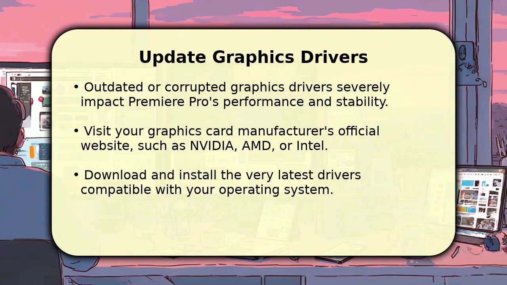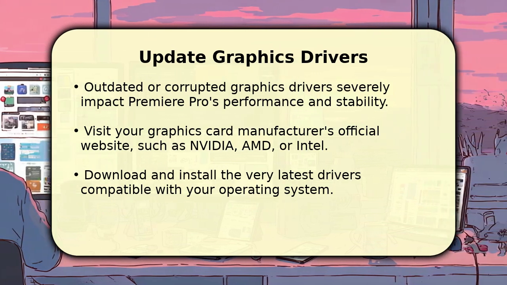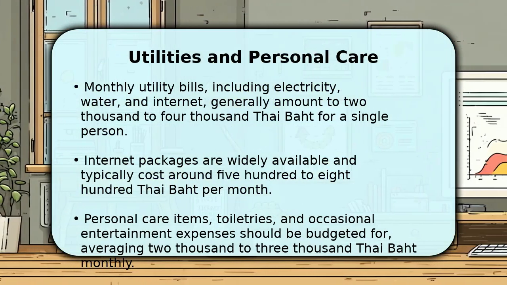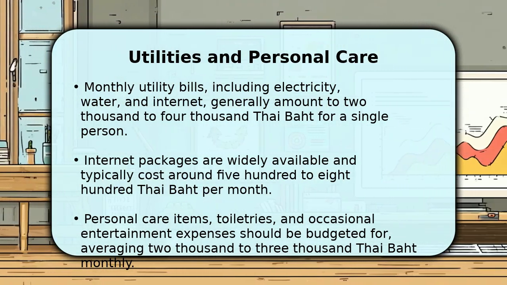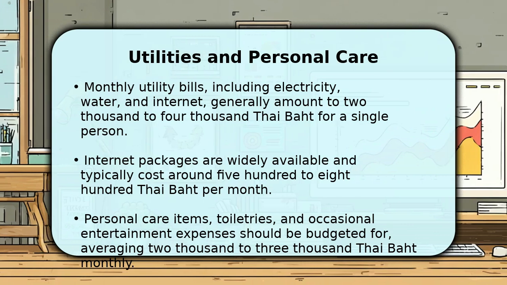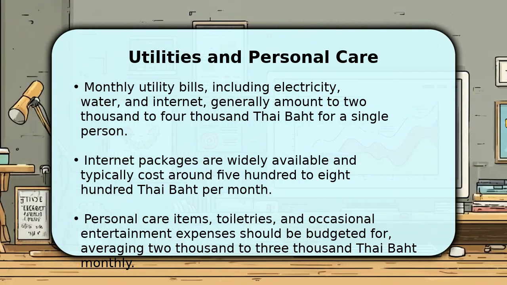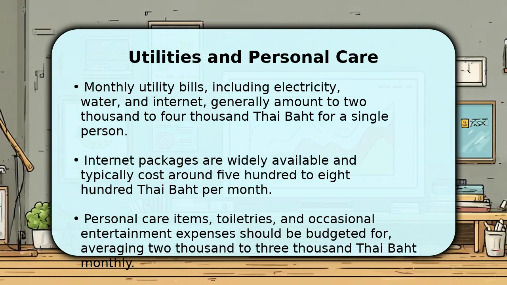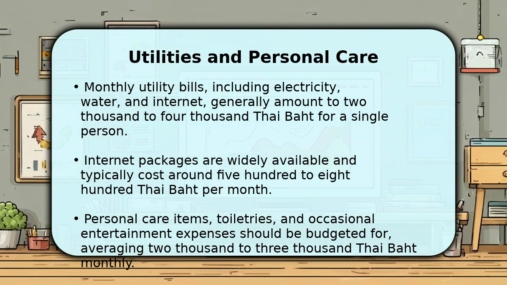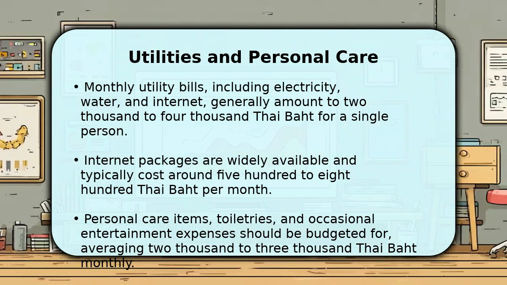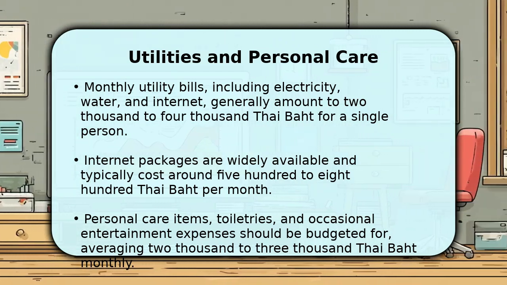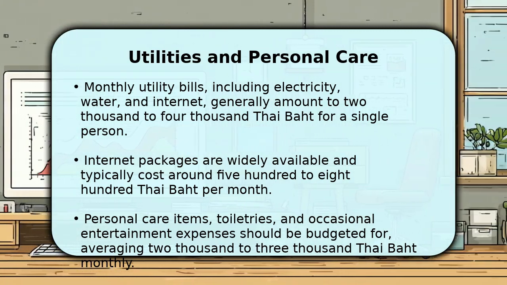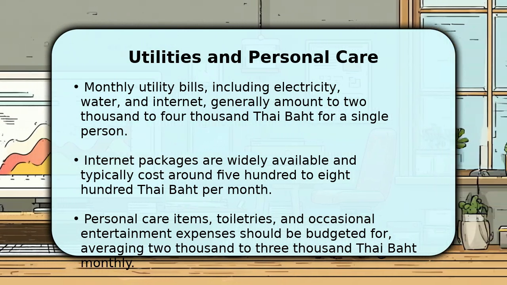Utilities are an important part of your budget, varying with usage and climate. For a small apartment, expect electricity and water to total 1,500 to 2,500 Thai baht monthly, particularly if air conditioning is frequently used. A reliable internet connection will add about 600 to 900 Thai baht. Don't forget mobile phone plans, which are quite affordable, usually around 300 to 500 Thai baht for good data packages.